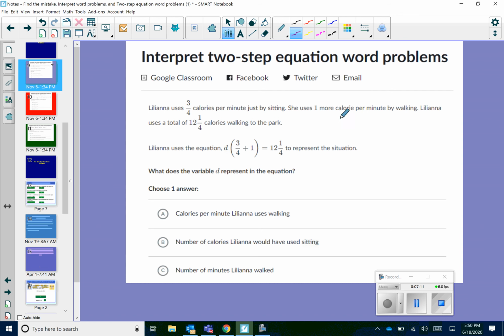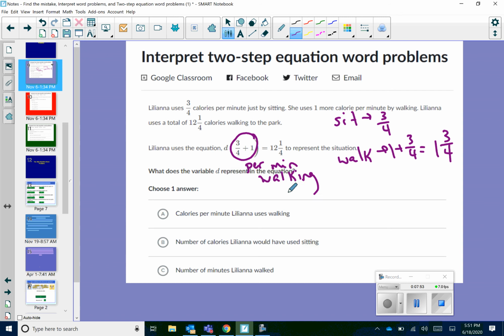Well, sitting, she burns 3/4. Walking, she burns 1 more calorie than sitting, so that would be 1 3/4. So this is what is represented by walking. So D has to represent, they said, 1 more calorie per minute by walking. So right here is how much she burns per minute walking. So D must represent the total number of minutes it takes her to walk to the park.